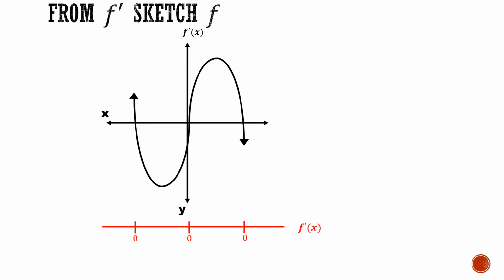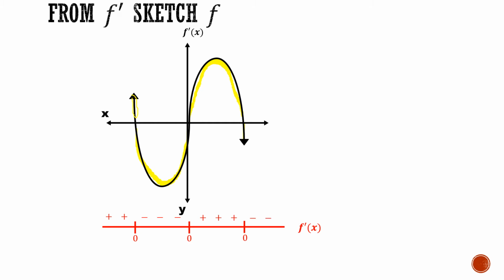To the left of this first 0, I am positive, so I'm putting plus signs on my line. Then I go negative down here, so I put minus signs on my line. Then I go positive again, so plus signs on my line. And then I go negative, so negative signs on my line.